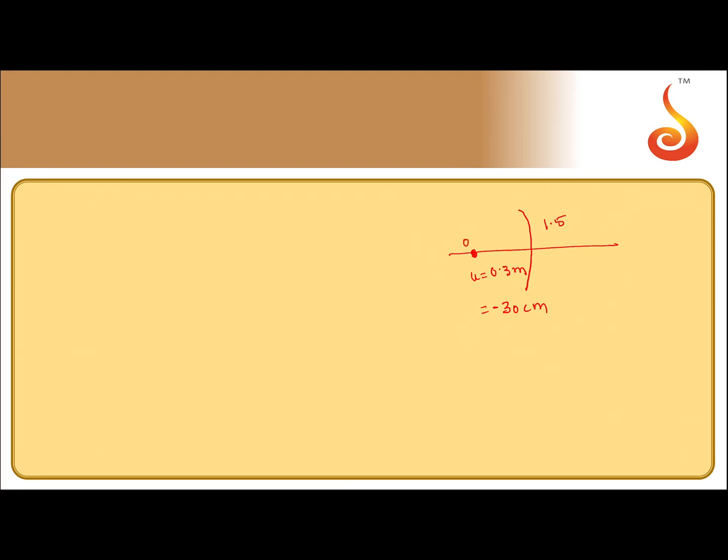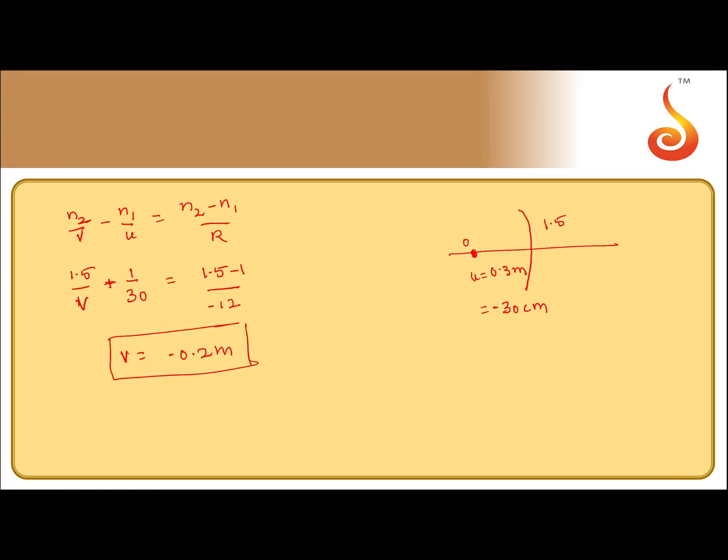Now let's say that V is the image distance, and using n2 by v minus n1 by u is equal to n2 minus n1 by R, I substitute all the values in this equation. That gives us 1.5 by v minus 1 by minus 30, sorry, plus 1 by 30, is equal to 1.5 minus 1 by minus 12. So after solving this, we get the image distance v as minus 0.2 meters, or v is minus 20 centimeters.